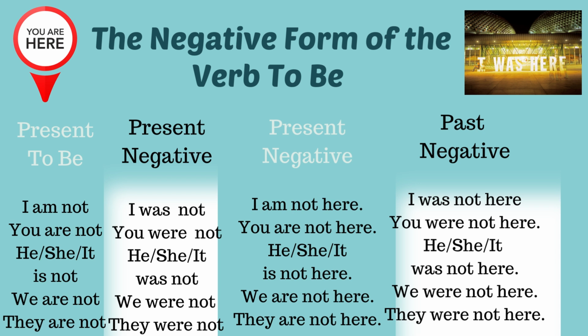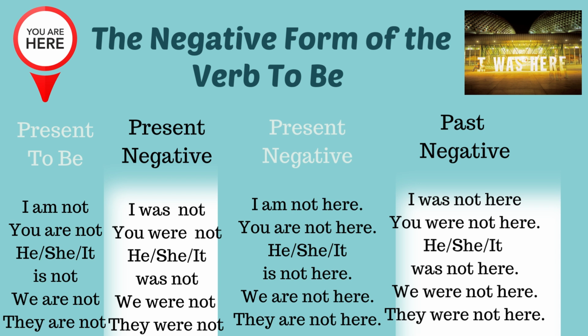Okay, so let's go through the negative form of the verb to be. I am not, I was not, I am not here, I was not here. You are not, you were not, you are not here, you were not here. You are not here, present negative. You were not here, past negative.